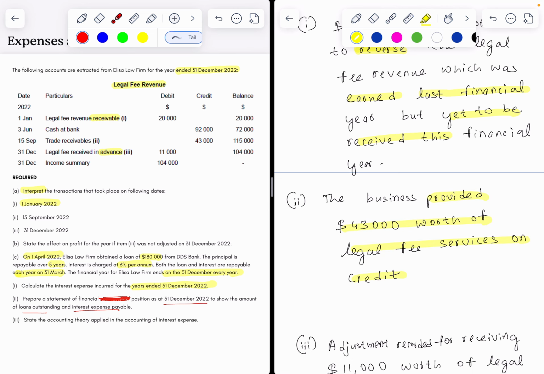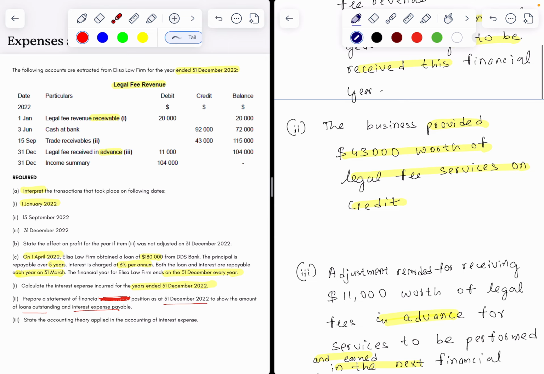And we have also discussed the relevant journal entry. Although we are not required to do it, we would be debiting the trade receivables account by $43,000, which would be to increase the assets we have got in our business, and simultaneously credit the account for legal fee revenue by $43,000, because every time the business earns any kind of revenue, we always credit it, okay? So legal fee revenue account would be simultaneously credited by $43,000. So I'm showing you the journal entries just in case you're curious and you love accounting like me.